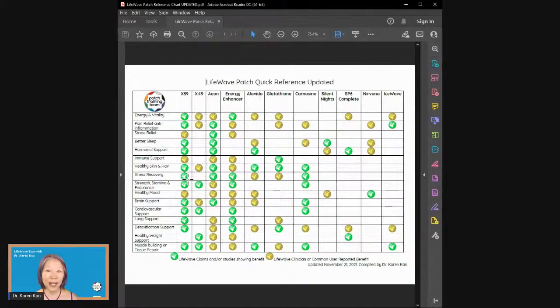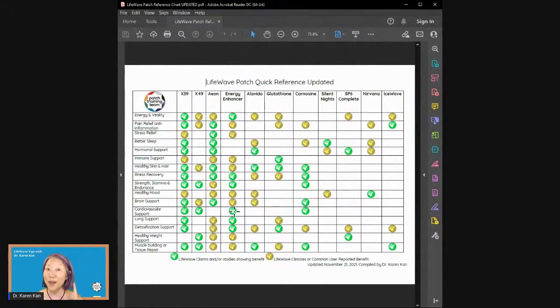So let's go to a different example. Say you are having some issues with heart stuff, or having trouble with heart rhythm, or maybe you're having trouble after injury to the heart. Then you look at cardiovascular support, right? Wow, look at that. There's a lot of green check marks here. So X39 may be helpful. X49, we know both of them really support the cardiovascular system based on the clinical evidence that has been done by LifeWave. And then energy enhancer patches.